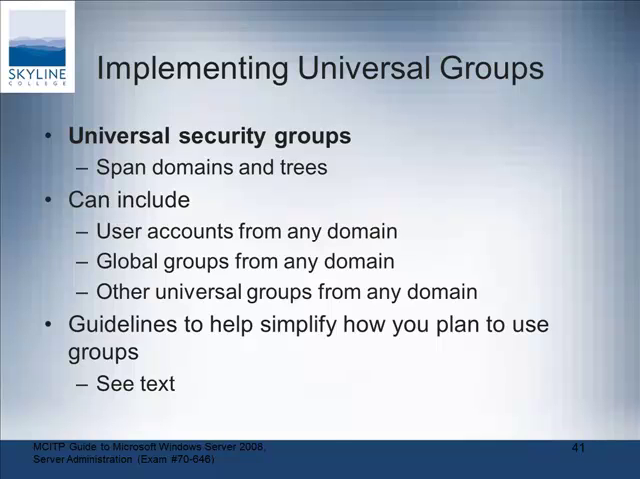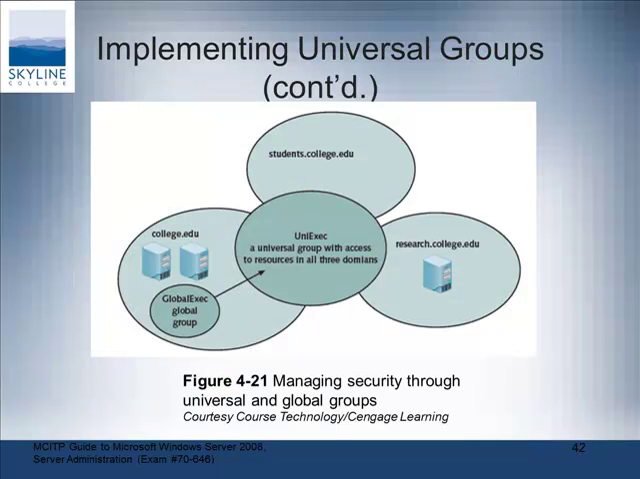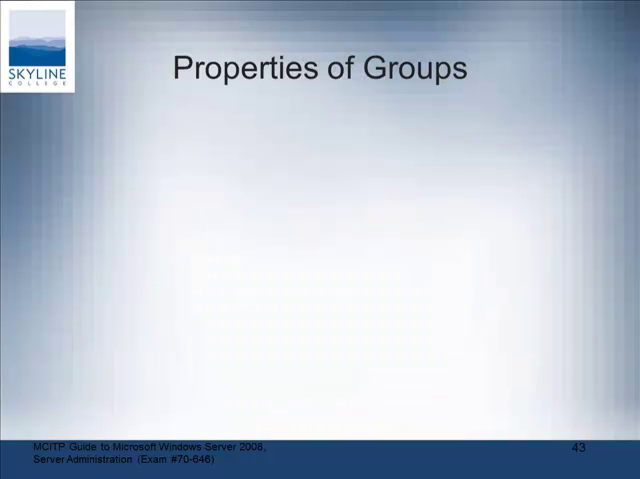Help simplify, plan and use, and I like to see the text, right? This is kind of the overlap picture of what we're going to have here. Global exec group goes into the universal group with access to resources in all three domains. And this would be managers. You might want to put managers over, supervisors of some sort in those so that they can get access in all of the domains.